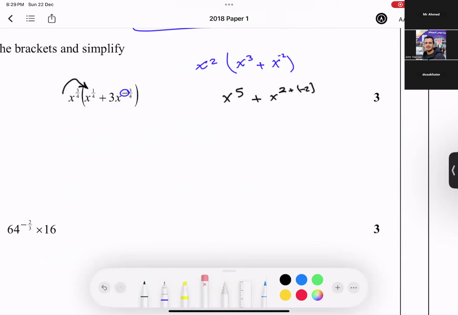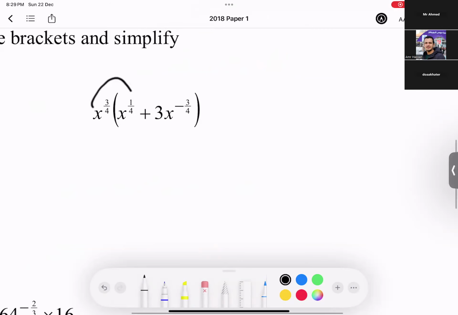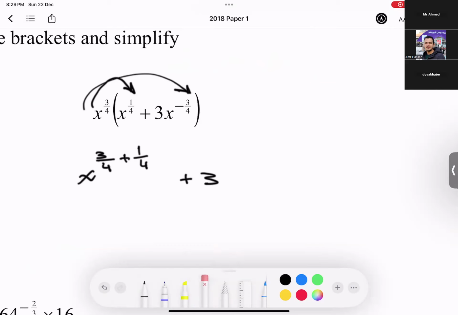Look at this one. So what I want to do is just try x, and I need to add up the exponents together. So it's going to be 3 quarter plus 1 quarter, right? Yeah. And what about the other one? So here we have 3, because the coefficient there is 1. So 3 times 1 is going to be 3, right? Yeah. And here we have x.